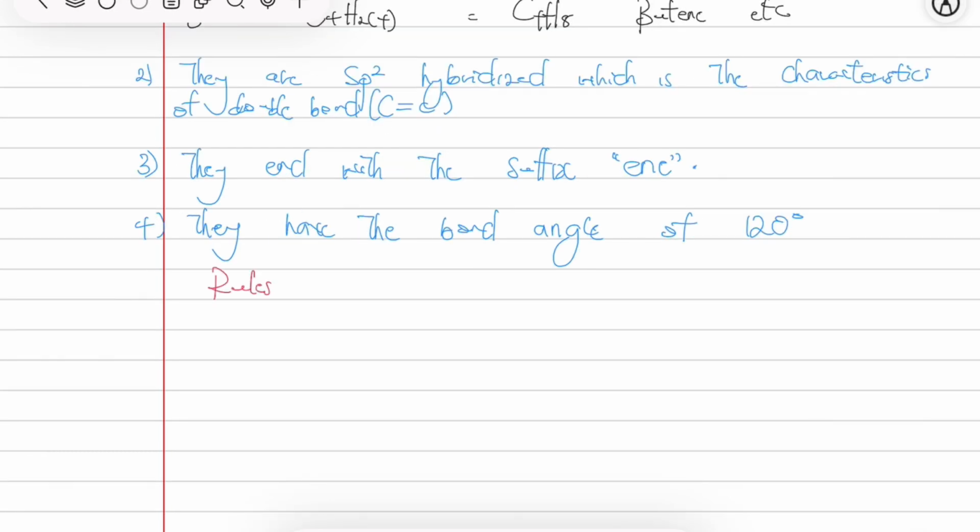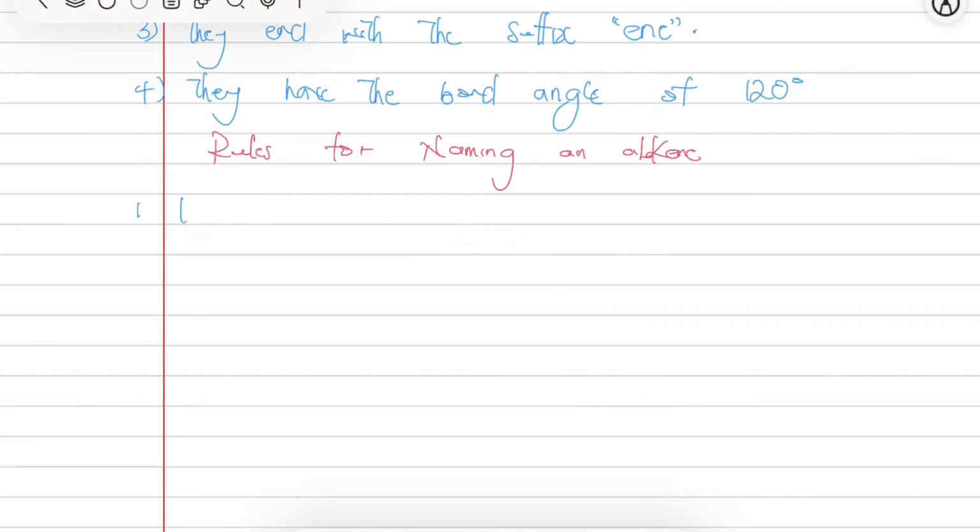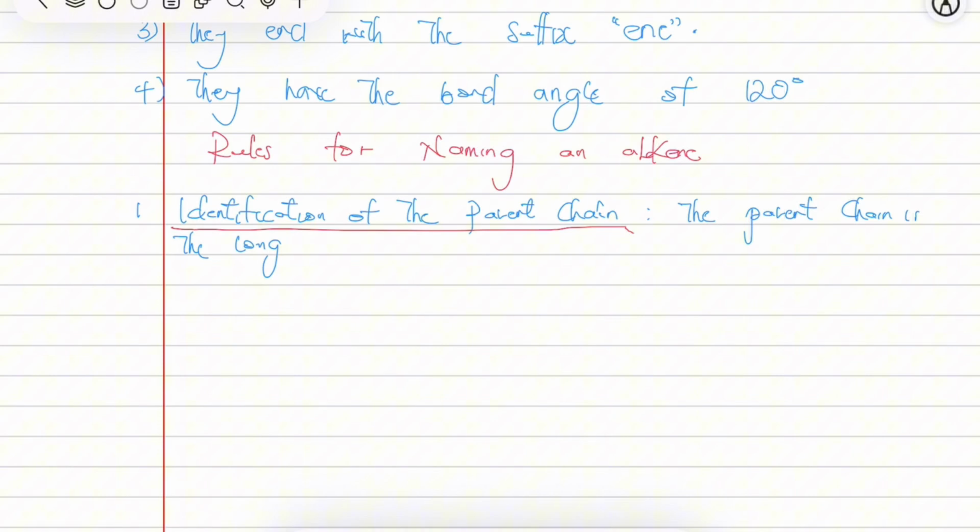So having discussed some important characteristics of alkenes, let us now proceed to the rules in naming an alkene. One of the most important rules of naming an alkene is first of all to identify the parent chain. The parent chain is the longest chain containing the carbon-to-carbon double bond.